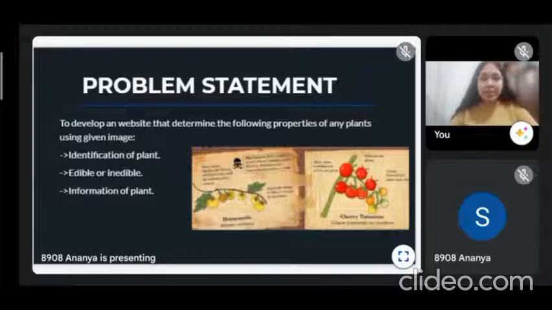Our application is a website that determines the following properties of a plant: identification of the plant, whether it's edible or not, and information about the plant, so that we can quickly recognize a plant from a photo that anyone takes with their phone camera, or from a provided image. Our project has a large plant database with advanced artificial intelligence plant recognition capabilities.